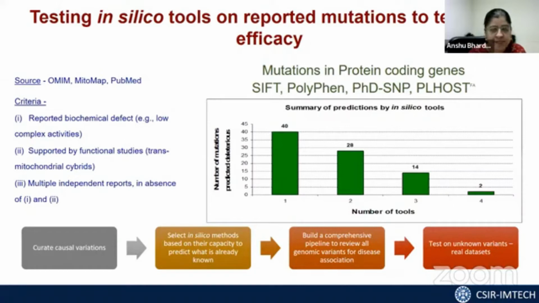So first things first, I needed to understand which kind of mutations in mitochondria have experimental evidence that they might actually cause the disease. So my first objective was to list out reported biochemical defects, like low complex activities, or functional studies done using transmitochondrial hybrids, to establish that some of these mutations are actually causing the disease and not just associated with it. I used them as a basis to select which tools are good to now select these kinds of variations from the plethora of other variation that I see.